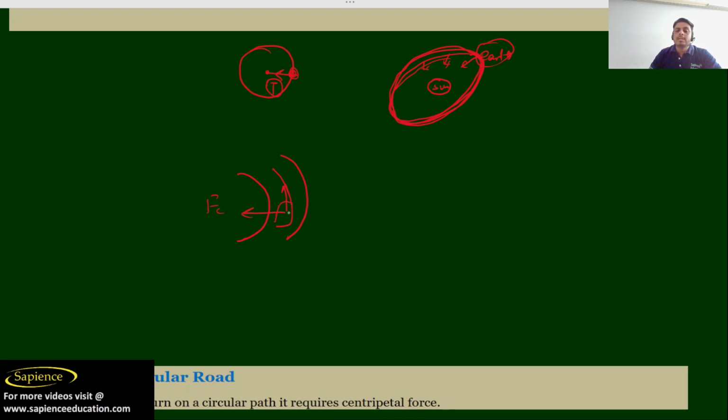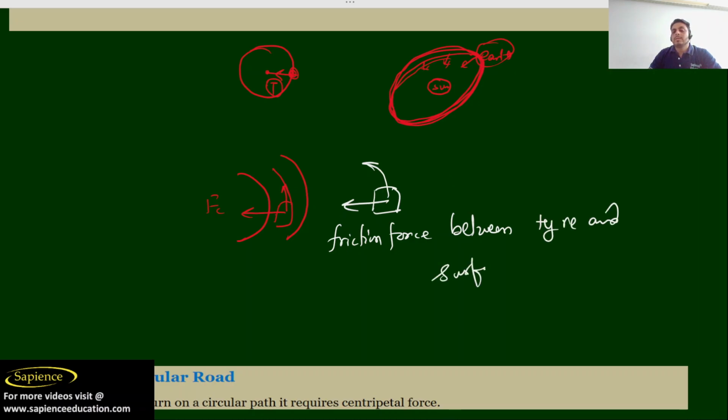Only one force is acting while you are turning in a circular track with the car, and that is the friction force between the tire and the surface. Understood now? So this friction force acts as a centripetal force.